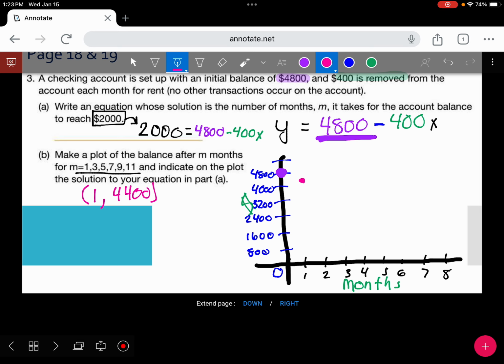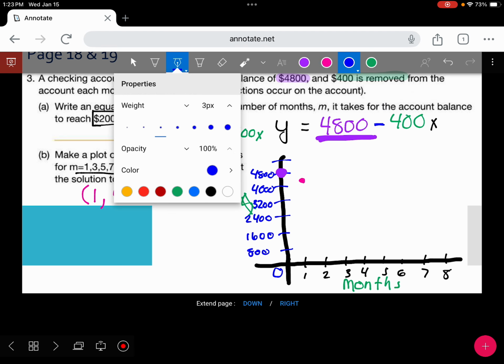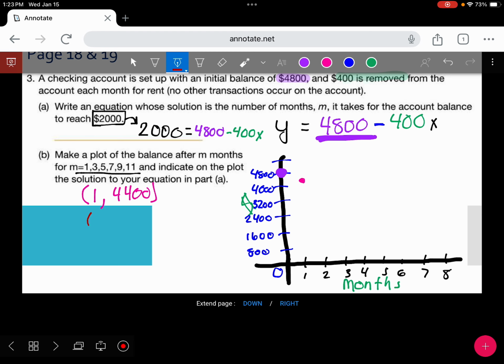At month 2, what's his balance? Yeah, it goes down another 400. So month 2, we'd be at $4,000. So it's going to go down like this. Every month he goes over, it's going to go down $400, which mine is going to struggle with.